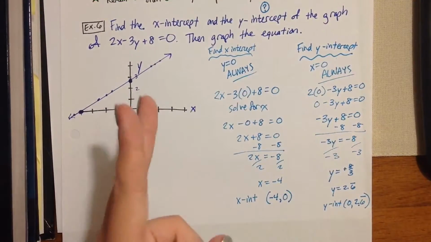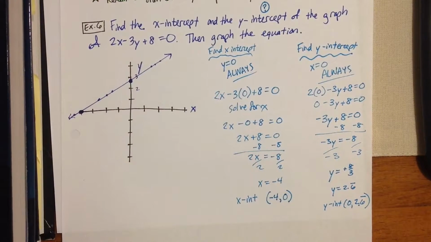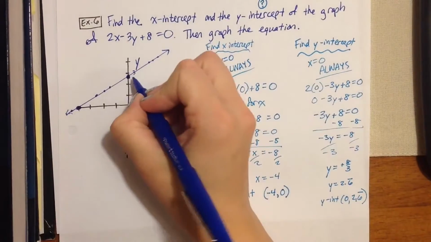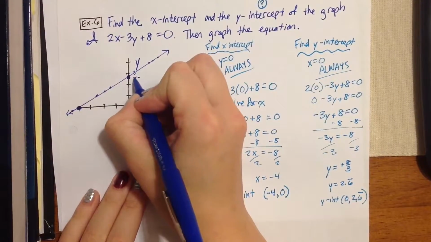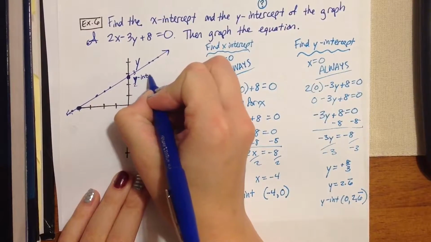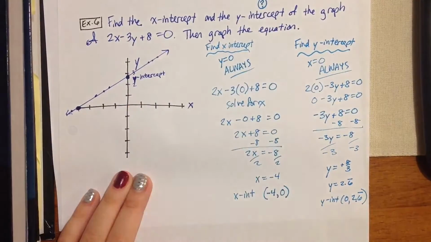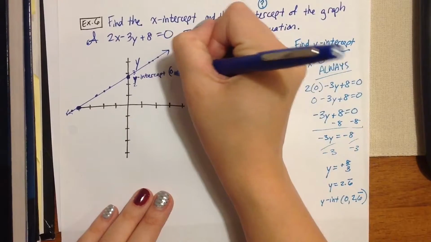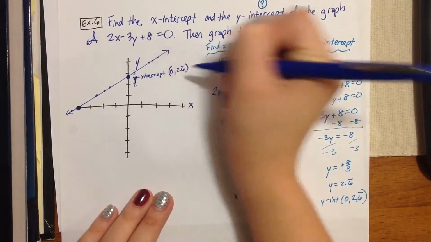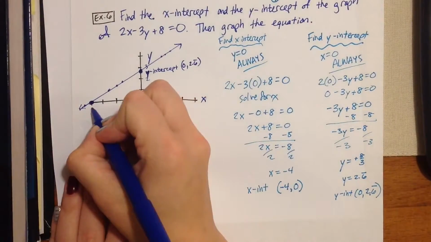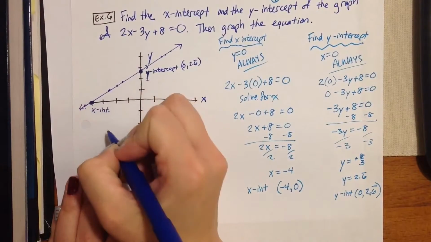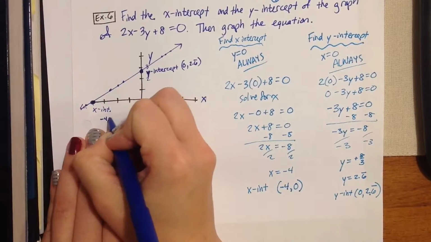However, I only need two of them for me to be able to draw my line just with a piece of paper or a side of a notebook. So that's what I need. This is my y-intercept. My y-intercept is 0, 2.6 repeating. My x-intercept is over here, and that is -4, 0.